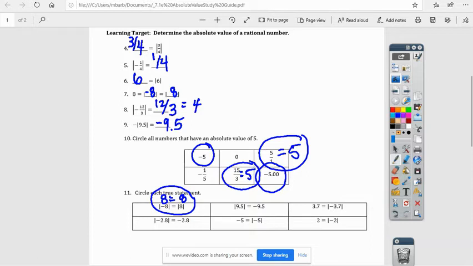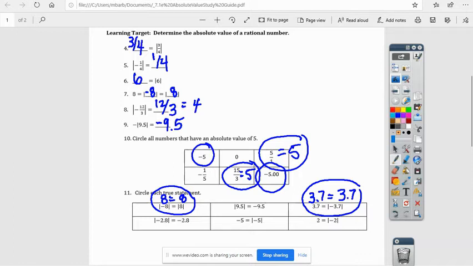And then 3.7 equals the absolute value of negative 3.7. We do that, and that is going to be equal. So therefore they are the same, and we're going to circle that one. Absolute value of negative 2.8 equals negative 2.8. We know that in the brackets, it's going to be a positive number. So it'll be a positive 2.8 equals a negative 2.8, and that's not a true statement.